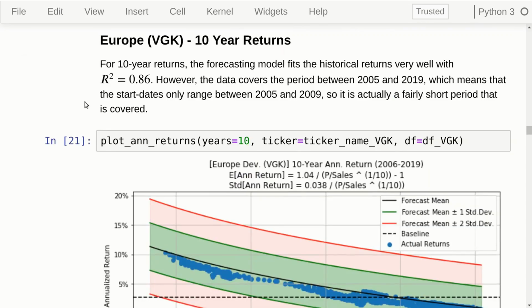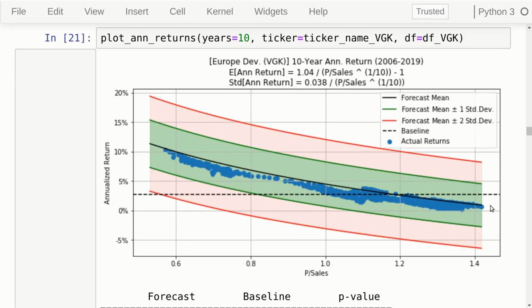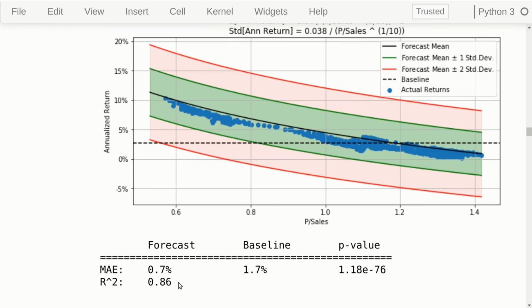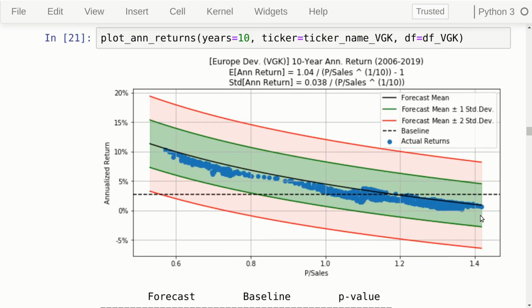So let's try and look at 10-year annualized returns. And we have it in this plot here. And this looks to be a very good fit. The actual data points, the blue points, are very tight around the forecasted mean, and the R squared value is 0.86. However, this is actually data for a fairly short period because we're considering 10-year annualized returns between 2005 or 6 and 2019. So the last start date is for 2009, so only roughly a 3-year period. So it's actually not very much data, and we should be careful about not generalizing this too much.